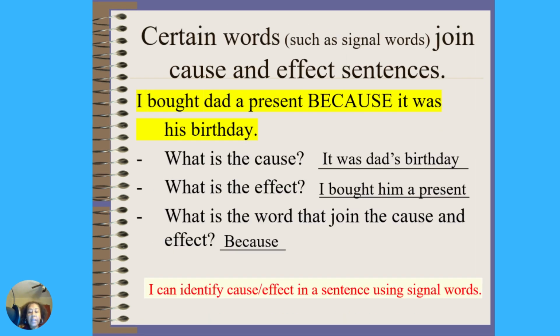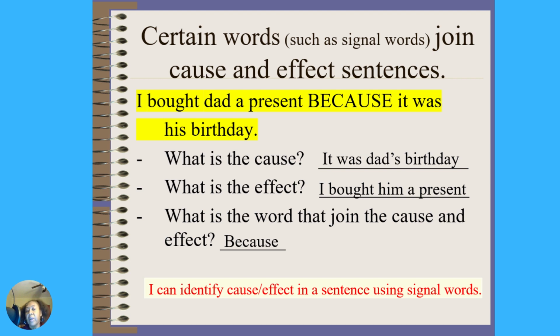Now, we're going to identify cause and effect relationship using signal words. Now, we're going to look at a sentence. Certain words, such as signal words, join cause and effect sentences. Remember that list that I showed you beforehand? Let's see if we can find that word in this sentence. I bought Dad a present because it was his birthday. Oh, wow. I see a word that can join the cause and effect relationship. Because, remember, it's on our list, boys and girls.